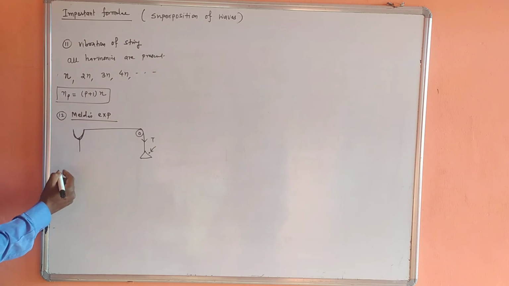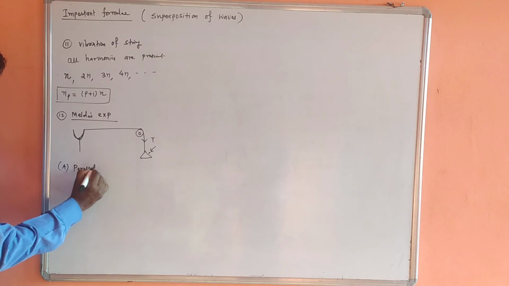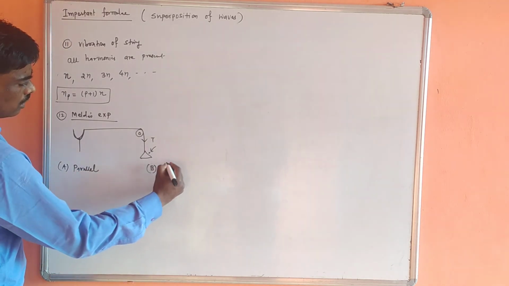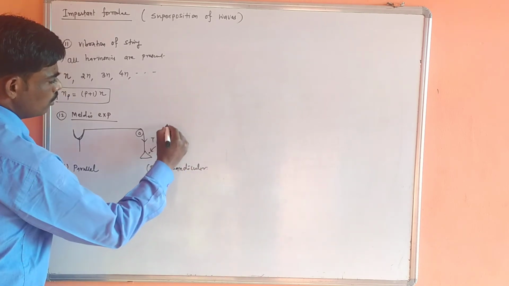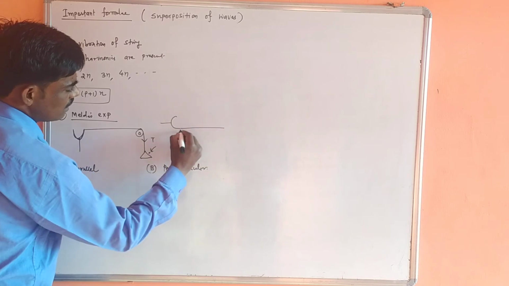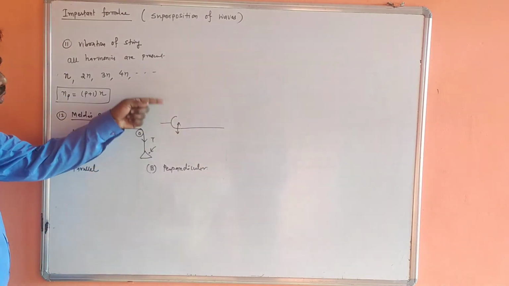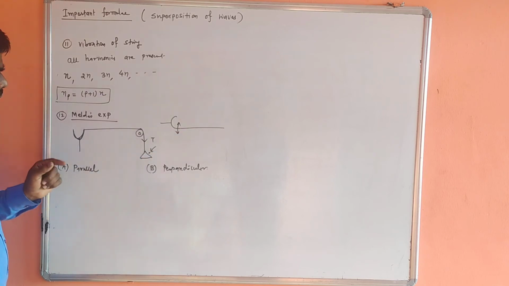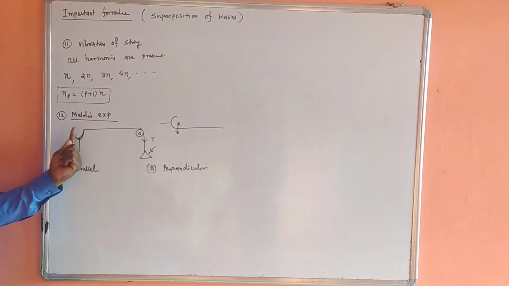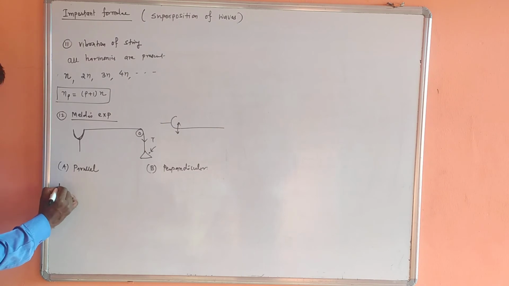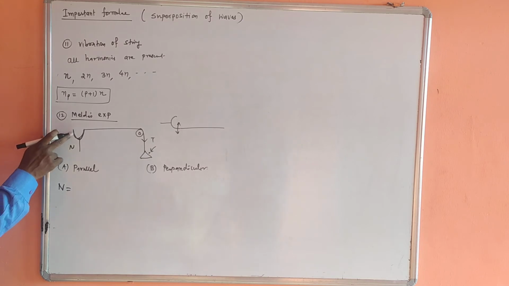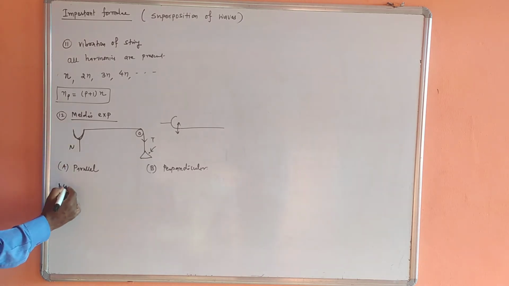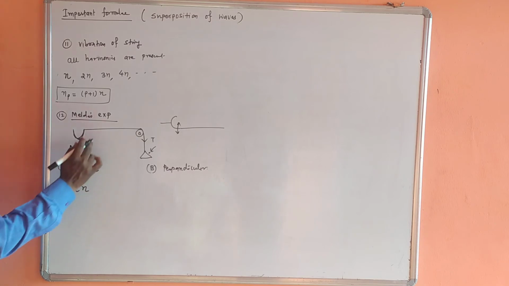So in Melde's experiment, we can do this experiment by two methods. One is the parallel position method and the other is the perpendicular position method. In the perpendicular position method, the vibrations are like this. The vibration of the tuning fork is perpendicular to the length of the string, and in the parallel position the vibration of the tuning fork is parallel to the length of the string. So here capital N is the frequency of vibration of the tuning fork. It is 2 times the frequency of vibration of the string.